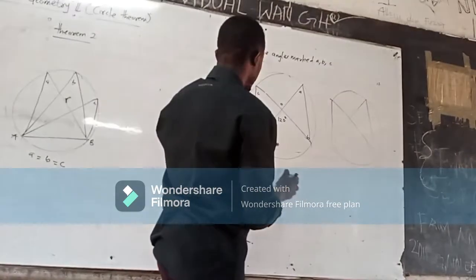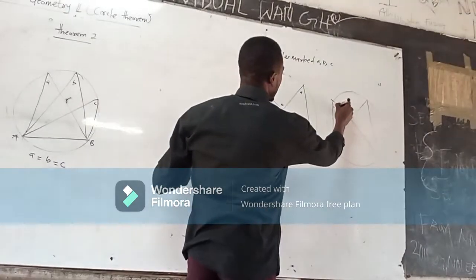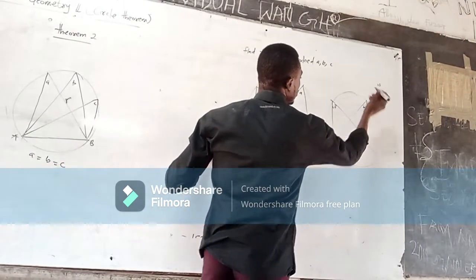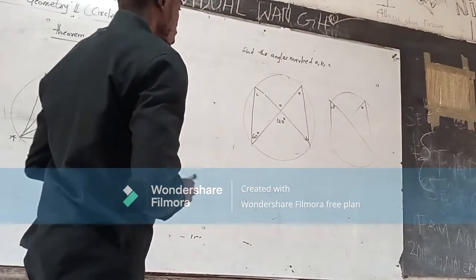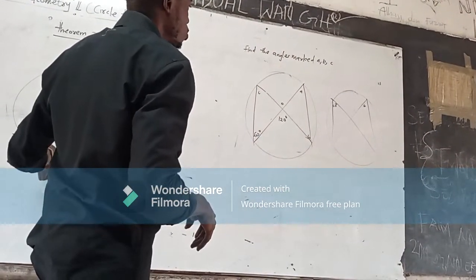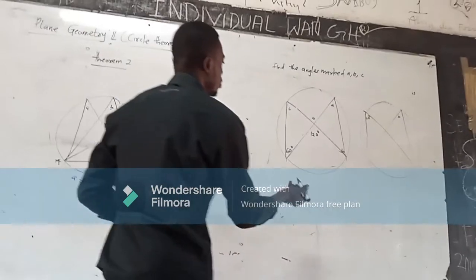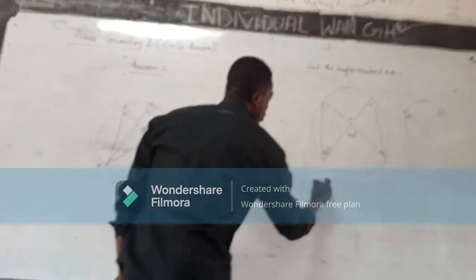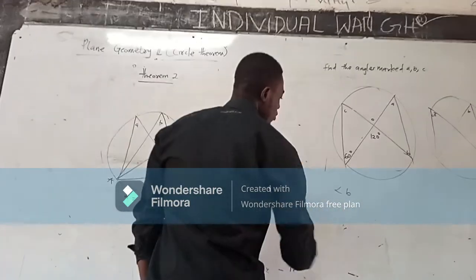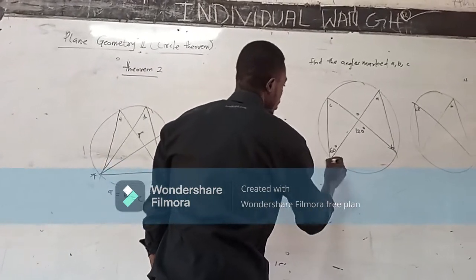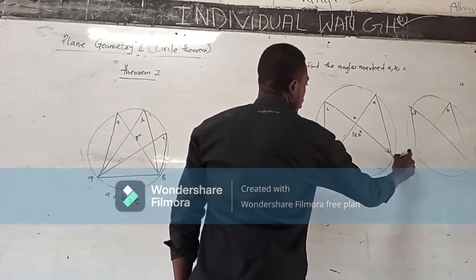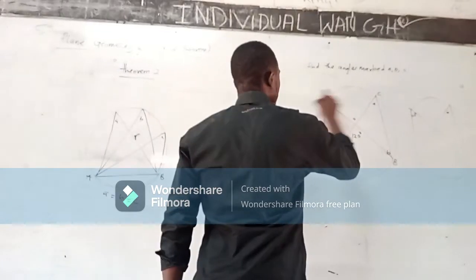So if here is 60, then the B that we have here is going to be what? 60, because of the rule that we said. So we will say that if we are to name this one B, C, and then D.